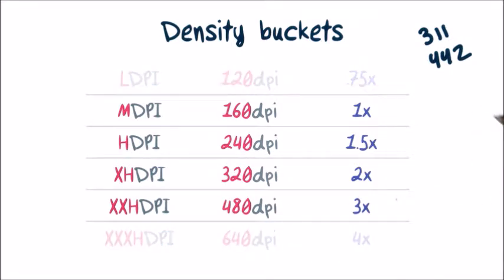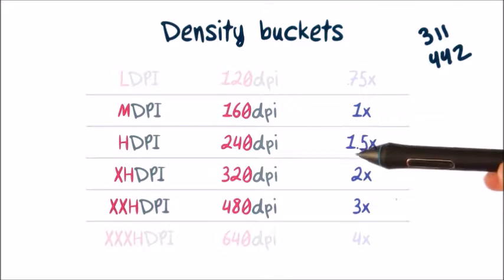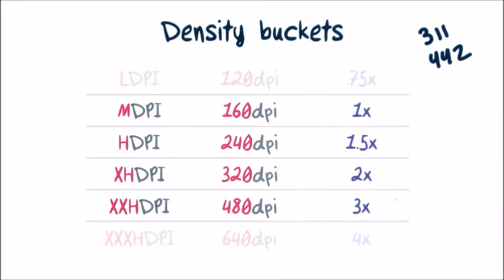Though there are density buckets for both incredibly low density screens like 120 dpi and really high density screens like 640 dpi, you generally only have to work with the middle four shown here: 160, 240, 320, and 480 dpi. And these are sometimes referred to as 1x, 2x, and 3x.